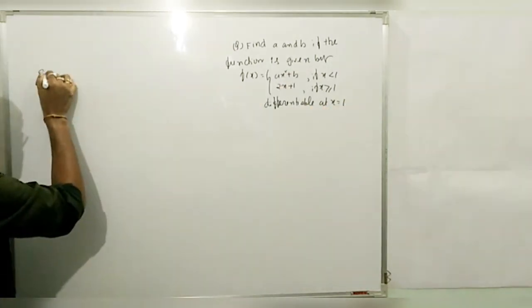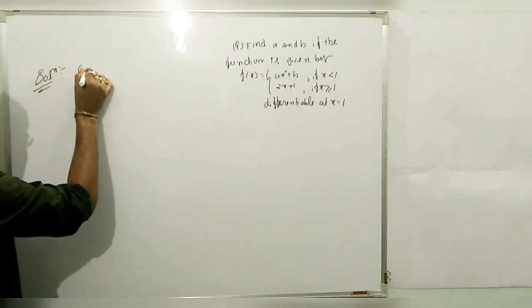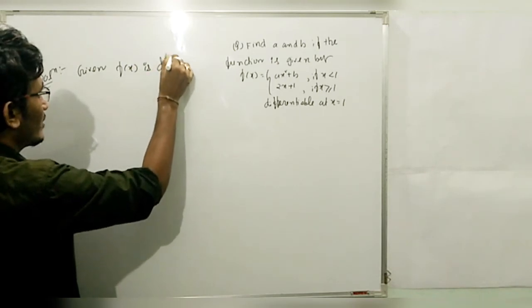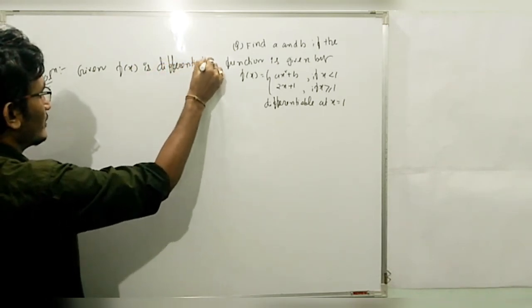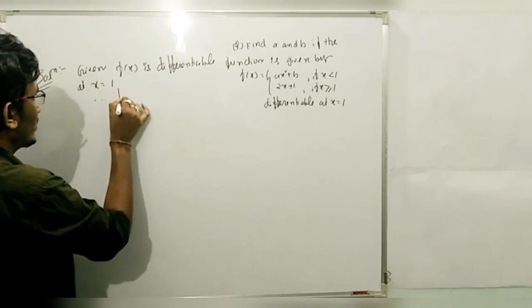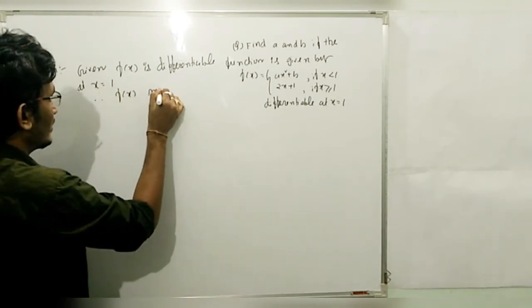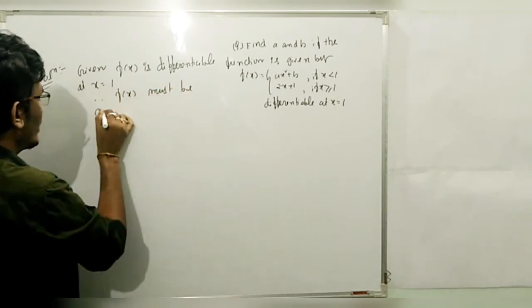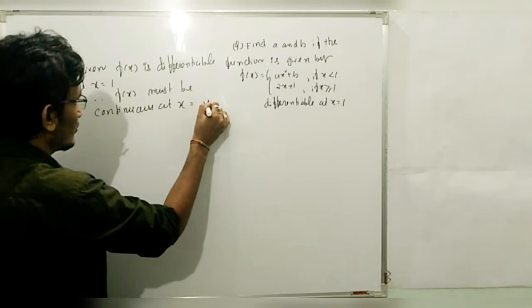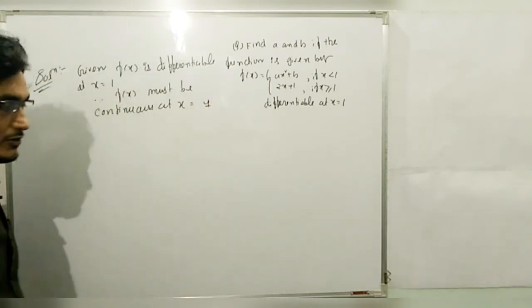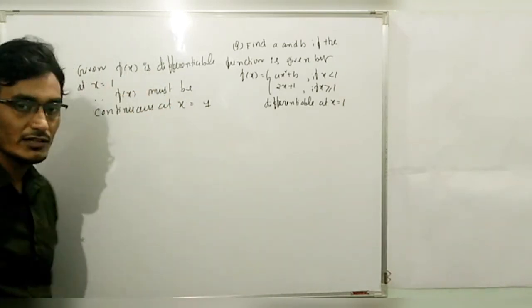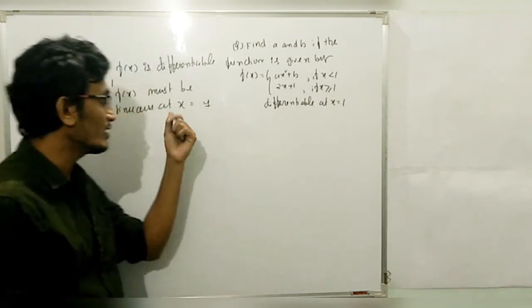So we should write: given f(x) is differentiable at x equals 1, therefore f(x) must be continuous at x equals 1. So this is the result we need to use to solve this kind of question. Here it is given the function is differentiable at x equals 1. It means it must be continuous at the point x equals 1.